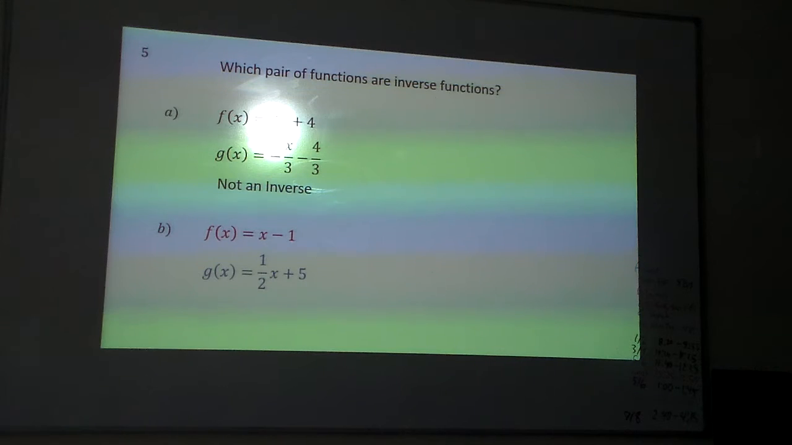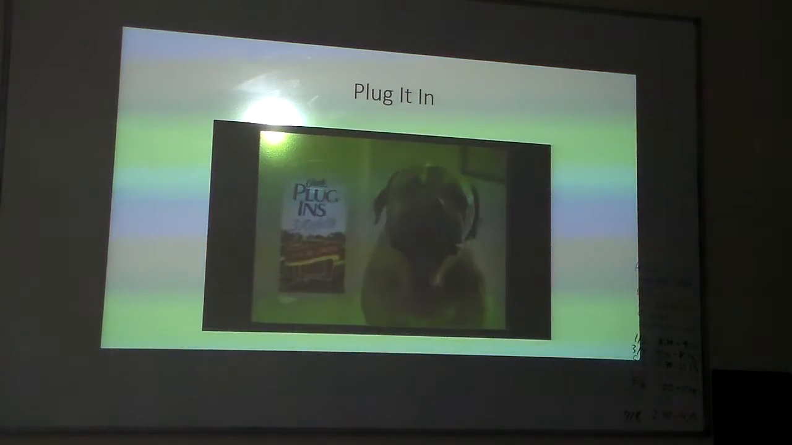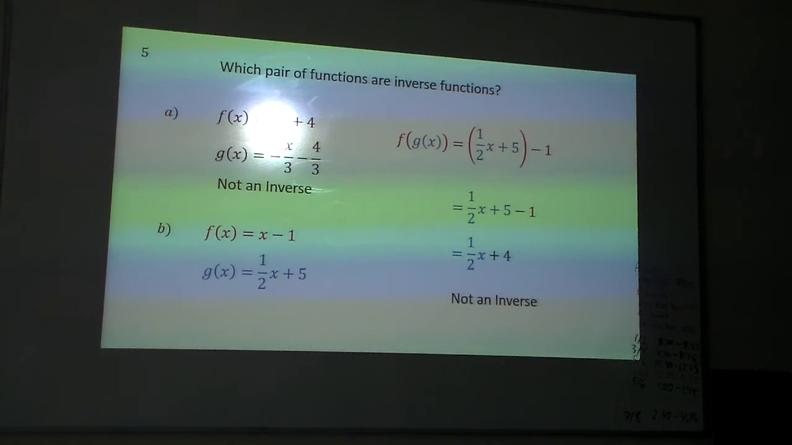So let's try the second one here. I'm going to put this second one, the blue one, into this other one. Plug it in. And I don't need the parentheses here; they were my placeholders. 5 minus 1 is 4, and that is definitely not just an x by itself, so this one is not an inverse.